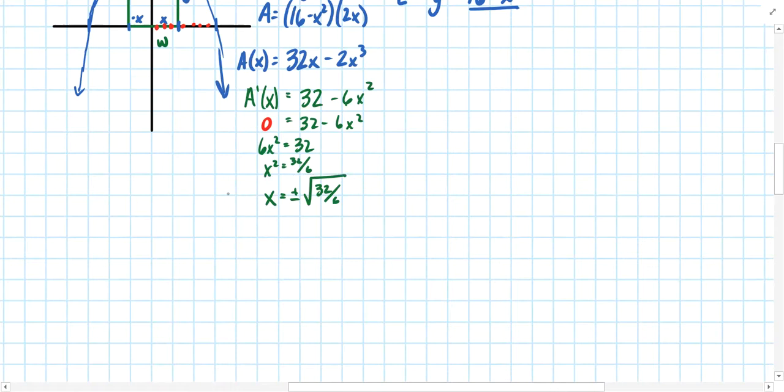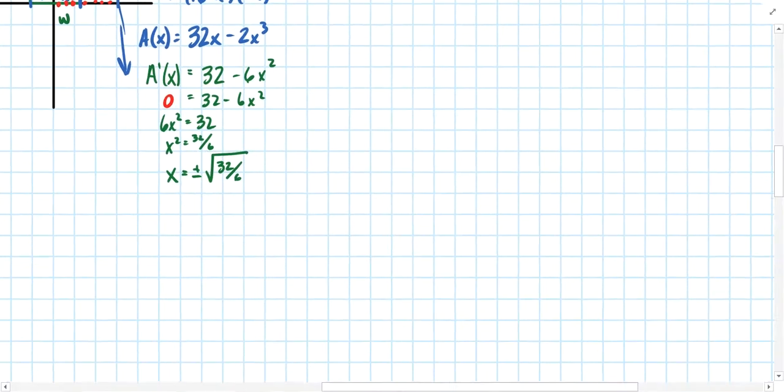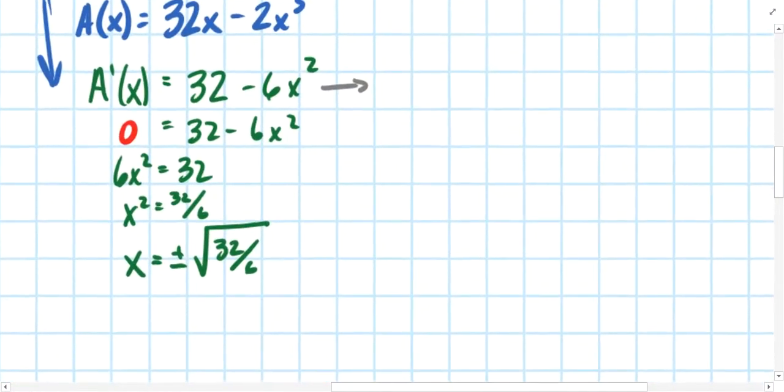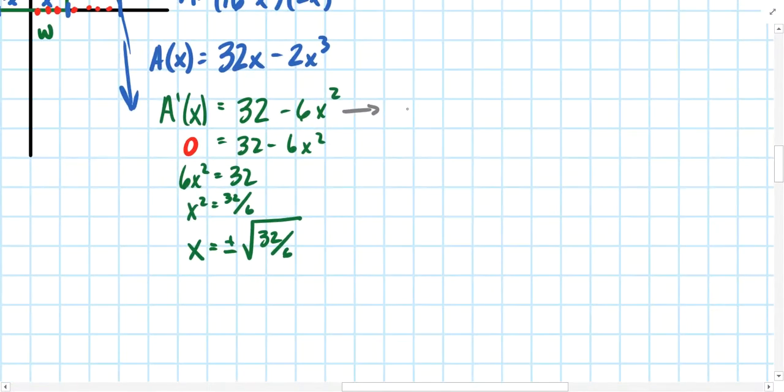So we think we found a solution, but we do need to verify that. So what I'm going to do next is find the second derivative. So I'll just jump off to the right side here. If A prime is 32 minus 6x squared, then A double prime is equal to negative 12x. And if I evaluate A double prime at the square root of 32 over 6, got to be careful here with my notation, 32 over 6, that entire fraction is inside the square root. I really need to make that clear.